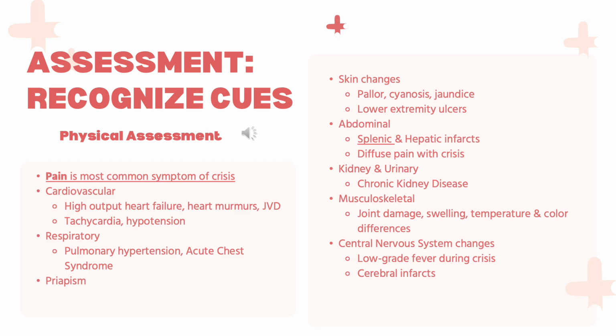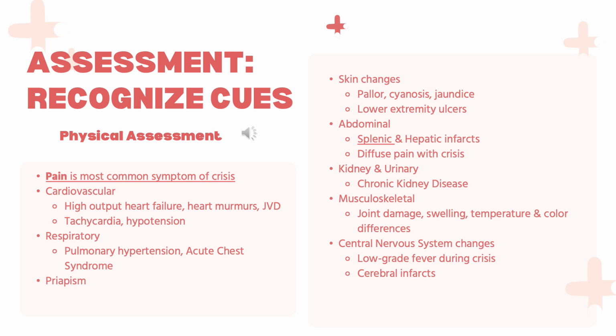So within our cardiovascular system, we want to look for any signs of high output heart failure. So we may see things like heart murmurs, tachycardia, and hypotension. The peripheral pulses may also be weak or absent in areas where there is reduced blood flow, and the extremities might feel cool to the touch. Cap refill is usually going to be delayed. All of these findings indicate compromised perfusion.